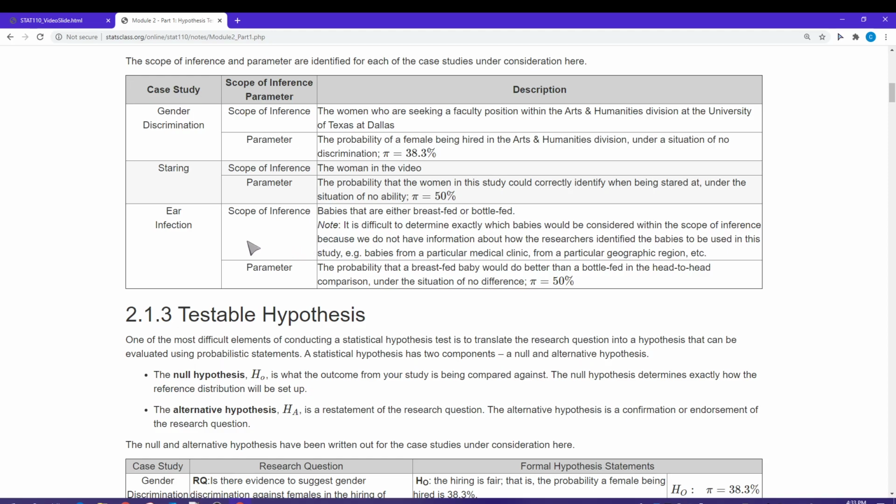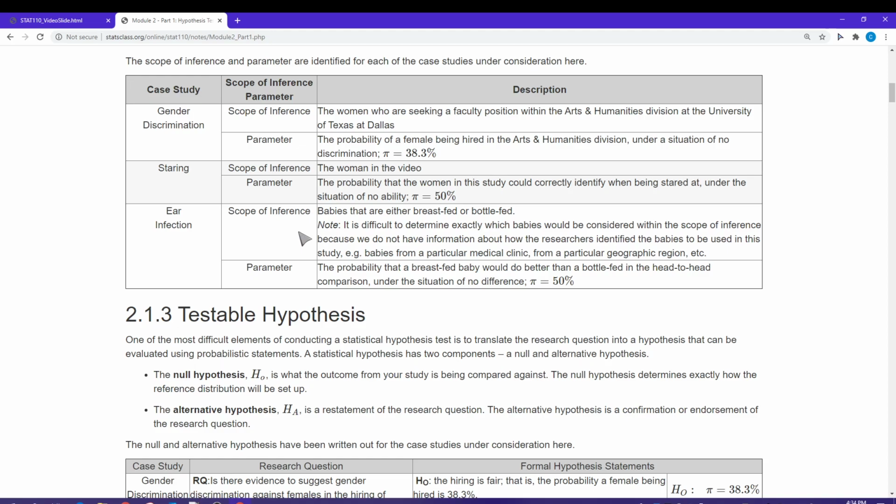Let's talk about the scope of inference for the ear infection example. The scope of inference are, again, not just the individuals that participated in the study, but the individuals that they would like to make conclusions about. So this is going to be babies that were either breastfed or bottle fed.